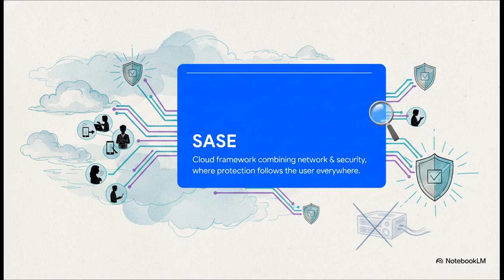Section 1. Introducing SASE, the new digital reality. So what exactly is SASE? It stands for Secure Access Service Edge. In plain English, it's a cloud-delivered framework that combines networking and security functions into one completely seamless experience. The really crucial point here is that protection follows the user everywhere. Instead of dragging all your internet traffic back to some central physical firewall at your headquarters, the security happens in the cloud, right at the edge, literally as close to the user as possible.